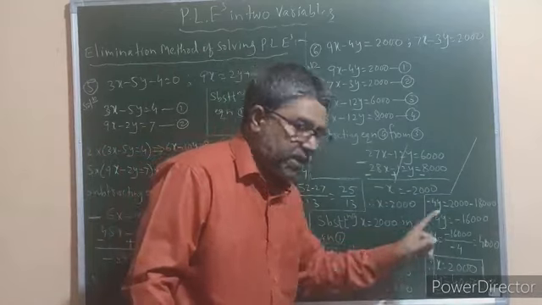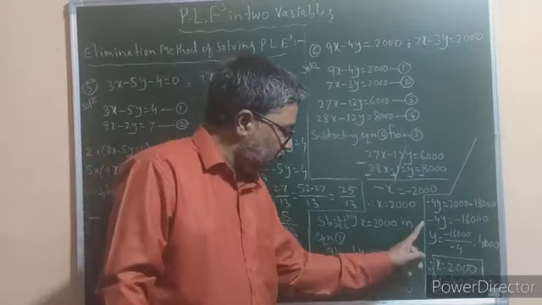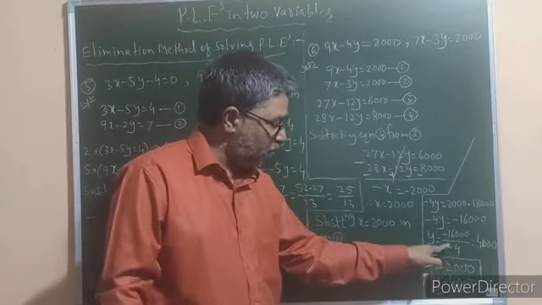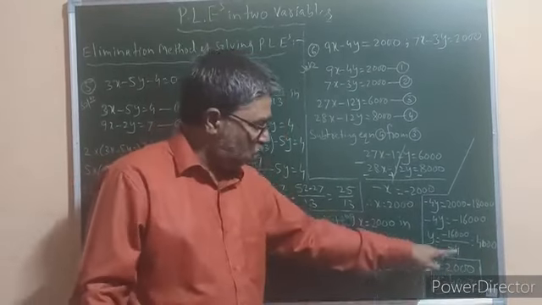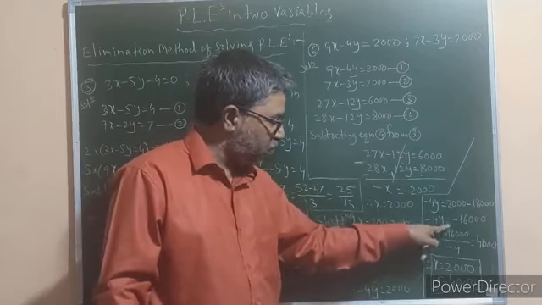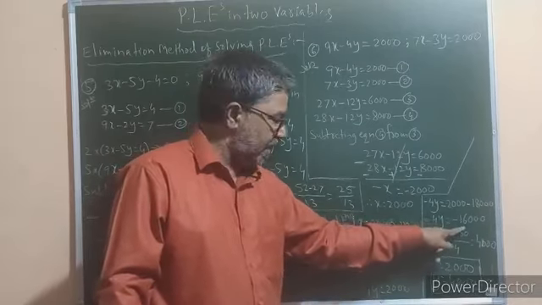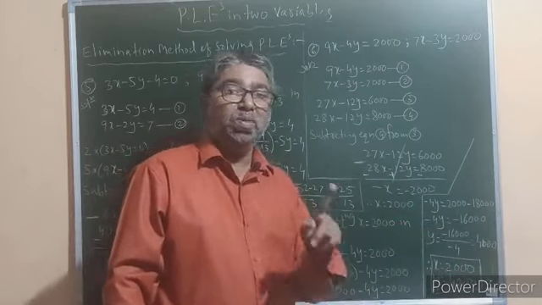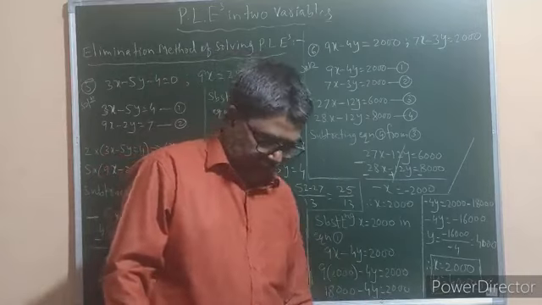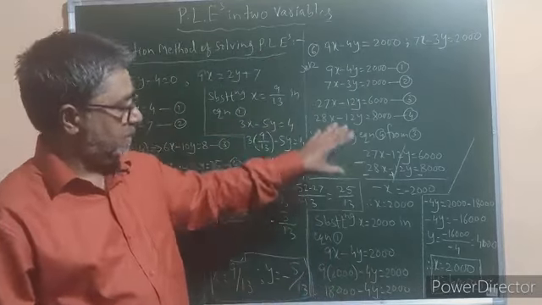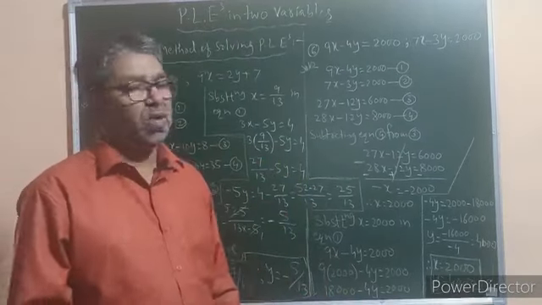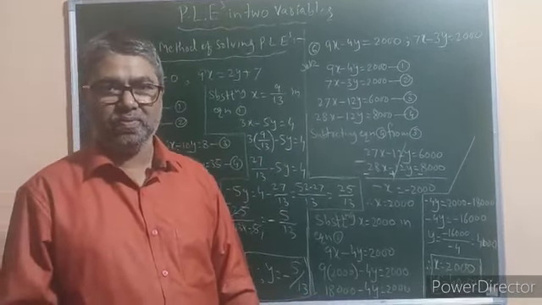So minus 4y is equal to minus 16,000. Therefore y is equal to minus 16,000 upon minus 4. Minus minus will become plus. 4 1s are 4, 4 4s are 16, 3 zeros as they are. Therefore the value of y will be 4000. Hence the value of x is 2000 and the value of y in these equations is 4000. So this is the solution for example number 6.